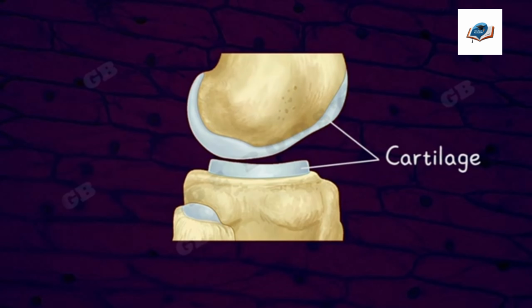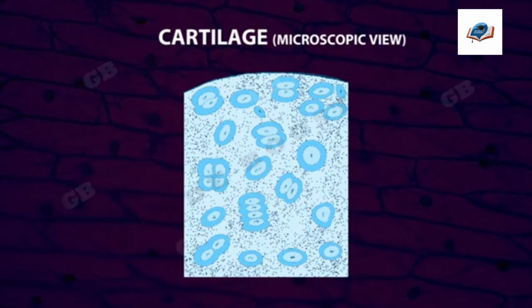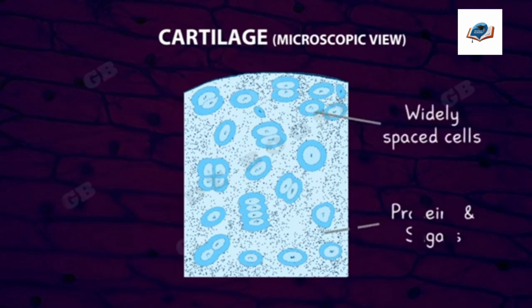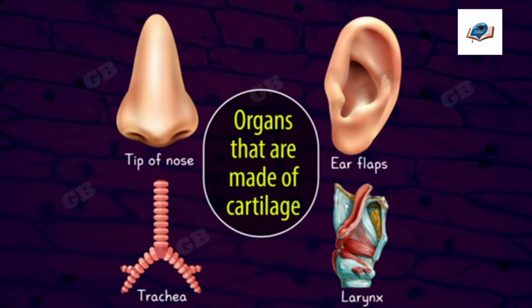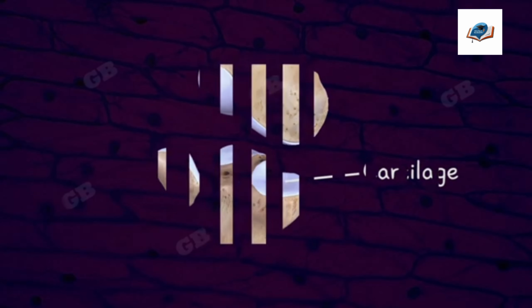Next, cartilage. Cartilage is a soft, flexible connective tissue found in various parts of the body. The cells of cartilage are widely spaced and the matrix is composed of proteins and sugars. Cartilage provides smooth surfaces for joints to prevent friction. Cartilage is found at the tips of the nose, ear flaps, trachea, and larynx. It smoothens joint surfaces to make movements easier.